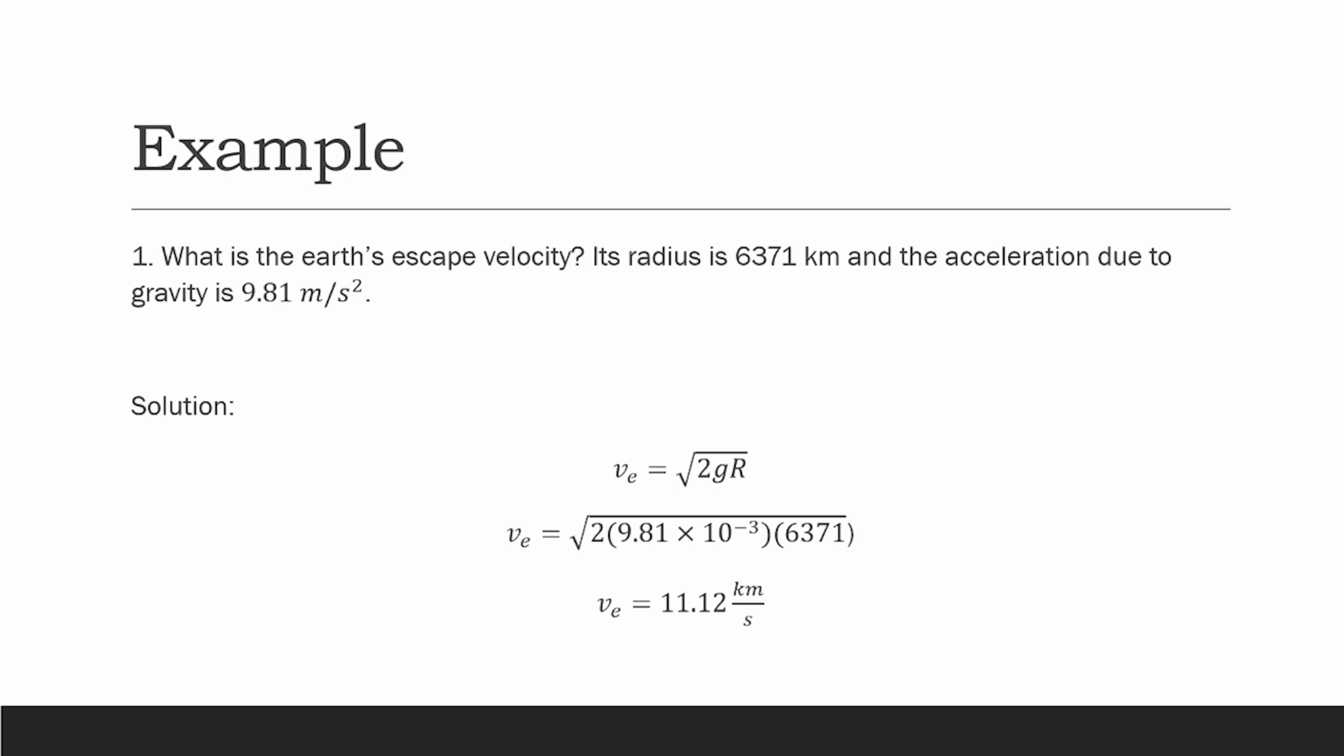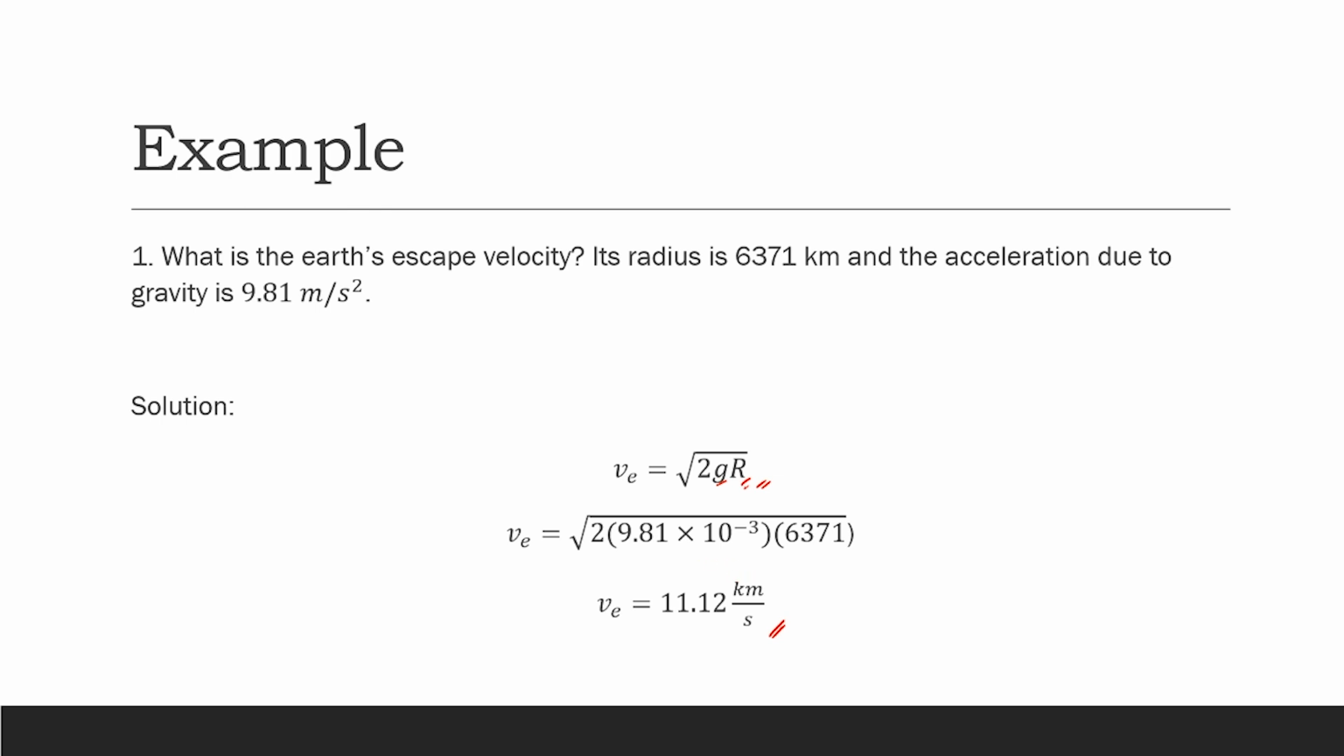So, what is the Earth's escape velocity daw? Its radius is 6,371 kilometers and the acceleration due to gravity is 9.81 meters per second squared. So, yung solution natin ngayong class will be, gamitin lang natin yung formula. So, we have VE is equal to square root of 2GR. Given naman yung gravity natin, given din yung radius. So, para uniform tayo, ginawa ko yung G natin times 10 to the negative 3, para kilometers na rin siya. Now, calculate lang natin yan. We will arrive at 11.12 kilometers per second.